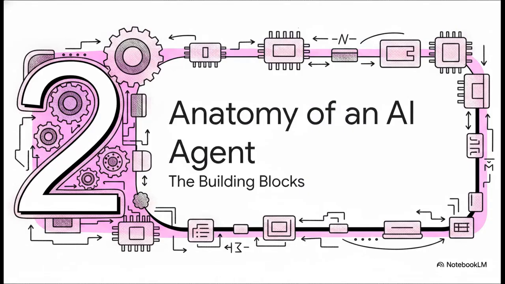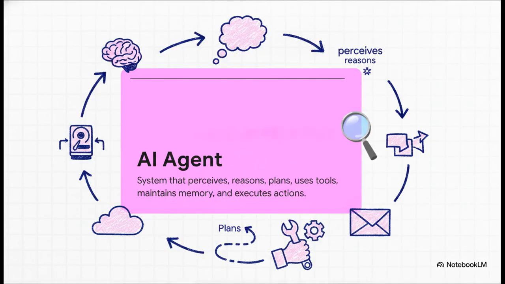Moving on to Section 2, Anatomy of an AI Agent, the building blocks. Just to make sure we're all entirely on the same page here, let's look at this authoritative definition. An AI agent is a system that can perceive information, reason about a task, plan actions, use tools, maintain memory, and execute actions to achieve a goal. Notice the active verbs I'm using there, right? Perceive, reason, plan, execute. This is exactly what elevates an agent way, way above a simple automation script. It's totally dynamic and strictly goal-oriented.